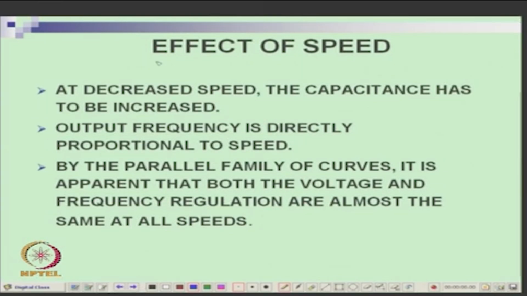So, we have seen the effect of speed will be to increase the voltage with speed, right, and increase the frequency also. So, frequency will also increase with speed, voltage will also increase with speed, and therefore, there are considerable variations. So, you need to develop a suitable controller for this.